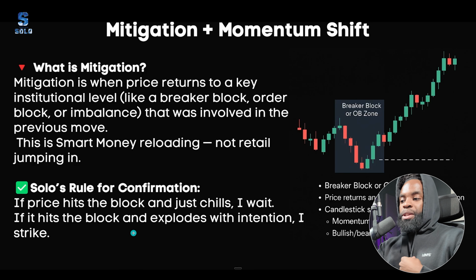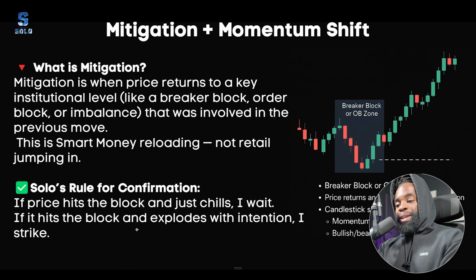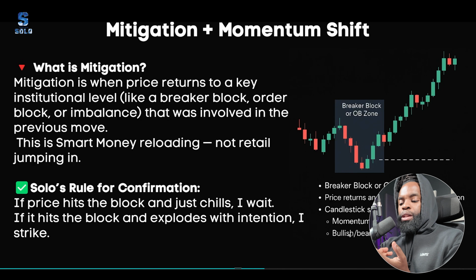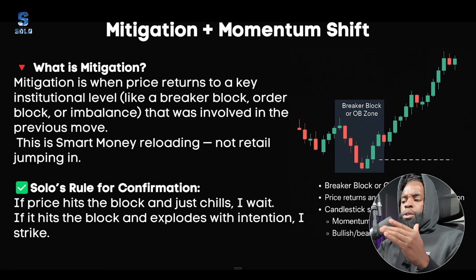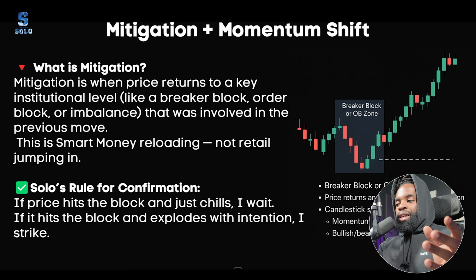Because one of my confirmations that I do look for is to pull back into an area where it needs to get mitigated. And then I look for the momentum candle. Momentum candles for me is wicks. I look to see how large the wick is. I also look to see how large the body of the candle is. And I pay attention to the previous candles as well.